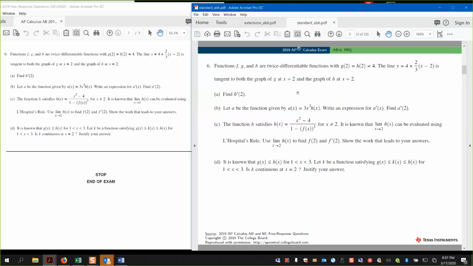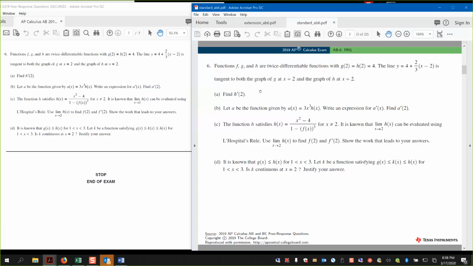I've toyed with drawing rectangles on the screen here, but I just think it gets too busy. If you can follow my hand there, I'll try to use that a little bit on the screen. So first of all, in this problem, we're given some functions f, g, and h, and we're told that they're twice differentiable, and we know the values of g and h at 2. We know that h of 2 and g of 2 are equal to 4. We're also given a tangent line to the graph of g and the graph of h at x equals 2. It's the same tangent line. In part A, all we need to do is to find h prime of 2. I say that with a little bit of simplicity. All we need to do is to find h prime of 2.